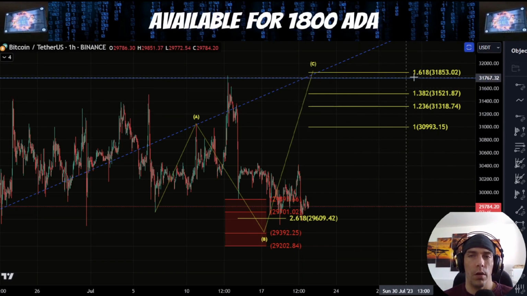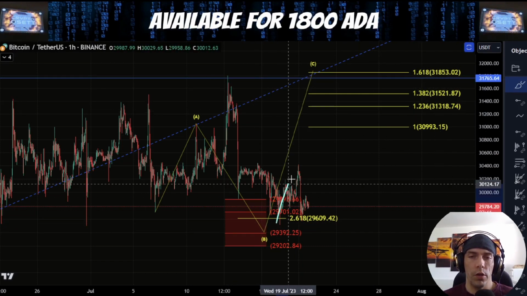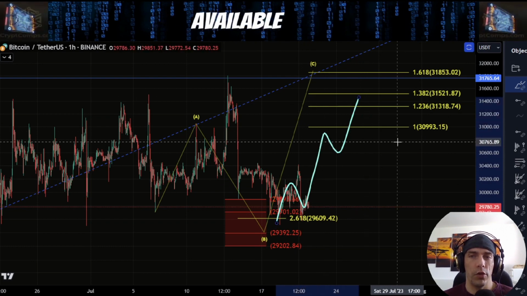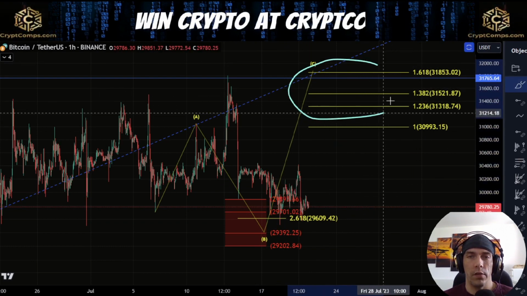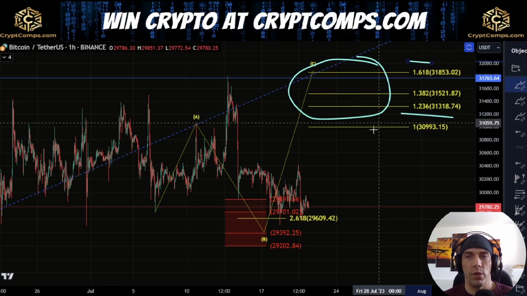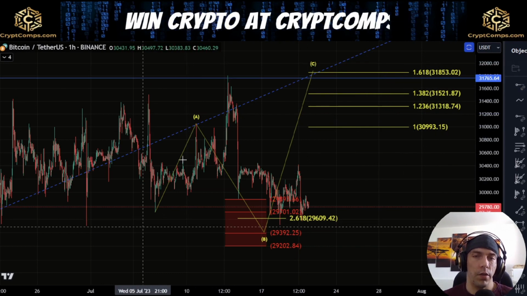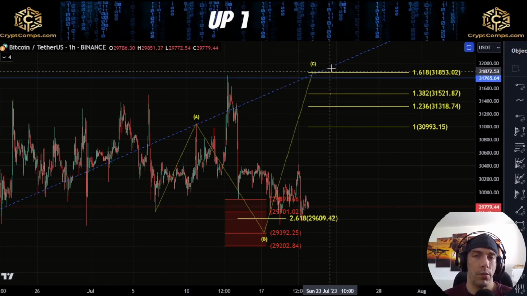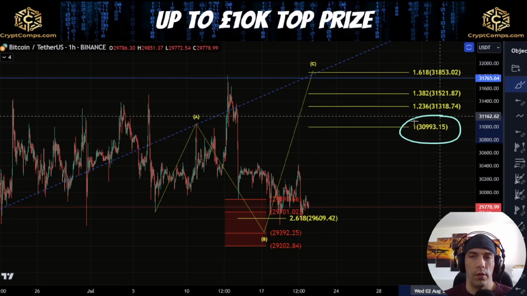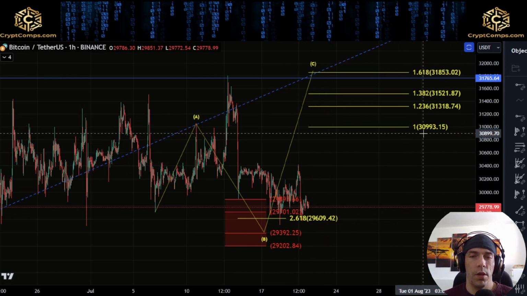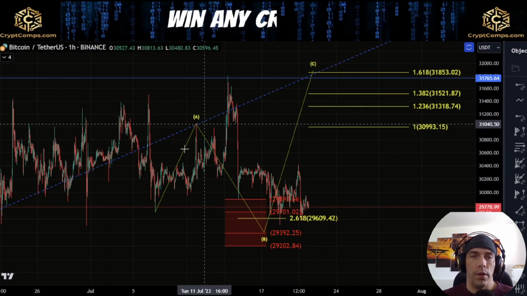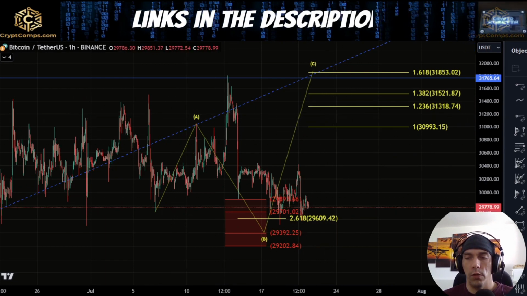31,853 would be our 1.618 here. So if we do start to see 5-wave structure developing up here, I'm going to be keeping an eye on these higher levels here. 1.236 to this 1.618 could potentially align with the idea of having this as a flat correction here. 1-to-1 would be here at this 30,993 if we do get this as a running flat. So that's just one of the potentials that we are looking for.